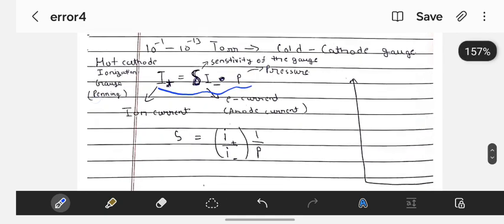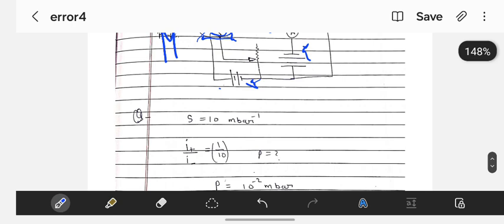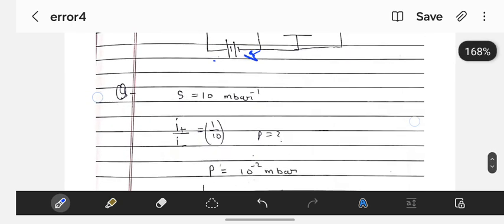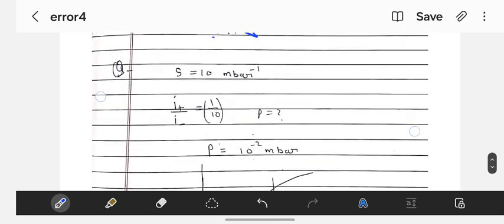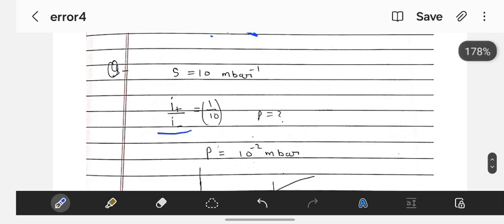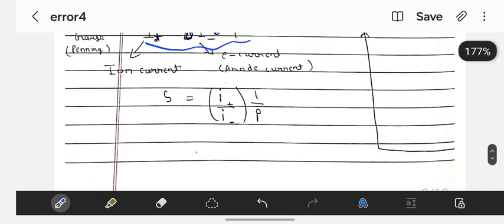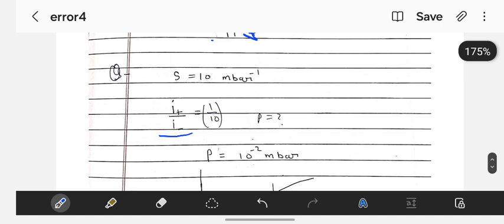Now I can give you one example. A question can be made like this: the sensitivity is given in millibar inverse, S equal to 10, and we need to find the pressure, and I positive by I negative is also given. So what will be used? We use simply this formula, which gives P equal to I positive by I negative multiplied by 1 by S. So it will be 1 by 10, 1 by 10 multiplied by 10 to the minus 1, and that will be in millibar inverse.